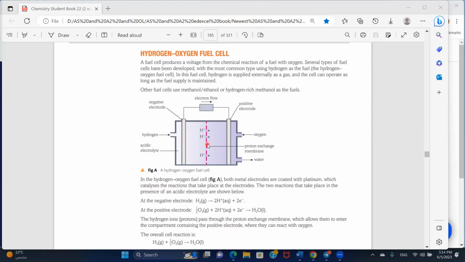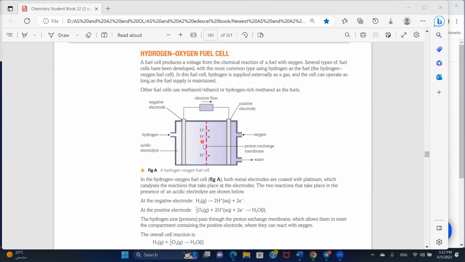And this is because if the acidic conditions are used, it means that we have an acid here as an electrolyte. We use platinum as electrodes. In both electrodes, we use platinum because, as we know, platinum is inert and it will not react with anything, and so we can use platinum.